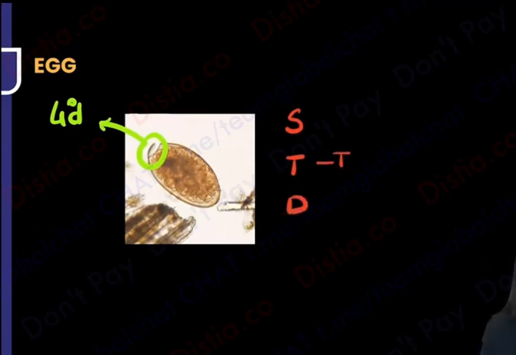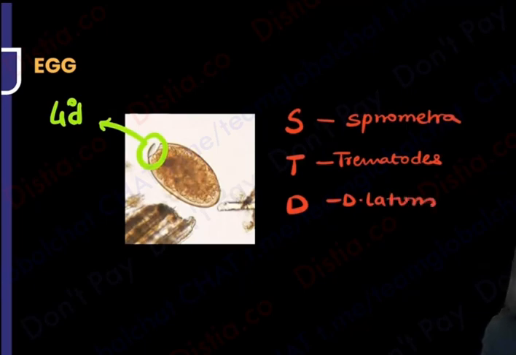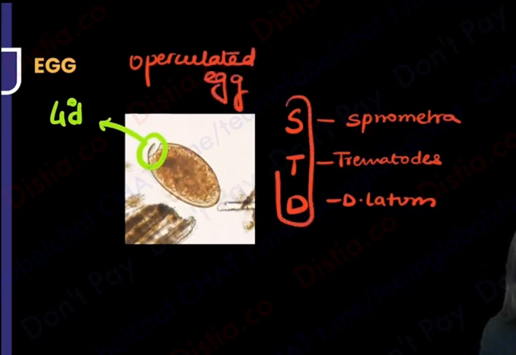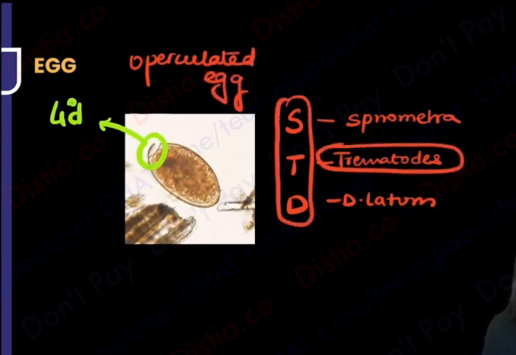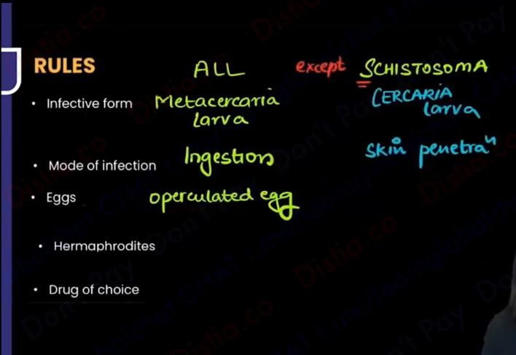So T for trematodes, of course. What were the other ones? S was for which cestode? S was for Spirometra, and D was for a cestode called Diphyllobothrium latum. So the operculated egg that you're talking about, the egg with a lid, that is going to be the STD mnemonic that we had studied. So the trematode family, but all trematodes except, now there's one trematode which always has to have the exception, and that is Schistosoma. So Schistosoma says, I'm not going to follow that.